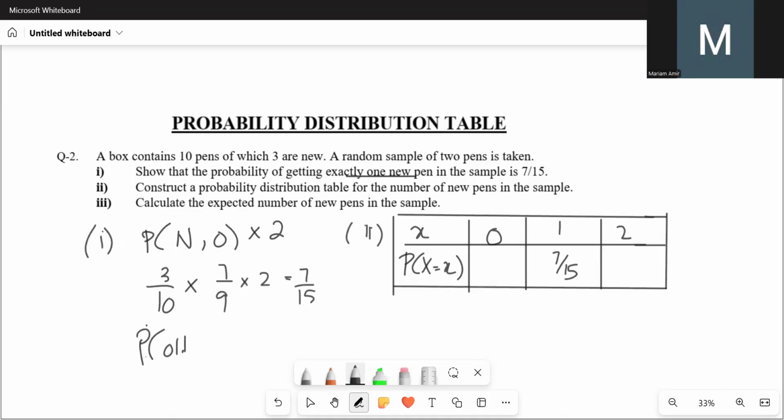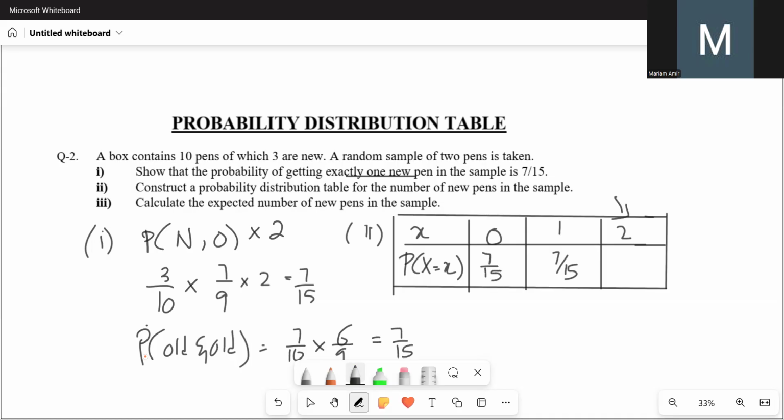That is old and old again. Okay, so the probability of getting an old pen would be 7 by 10. And the probability of getting an old pen again would be 6 by 9. This time we won't double it because old and old is the same as old and old. So you don't double it. So this gives us, this will also be 7 by 15. So we get 7 by 15 here.